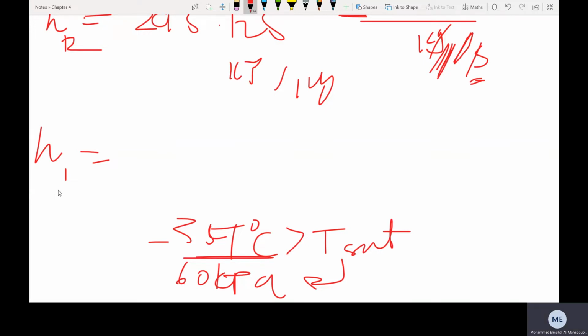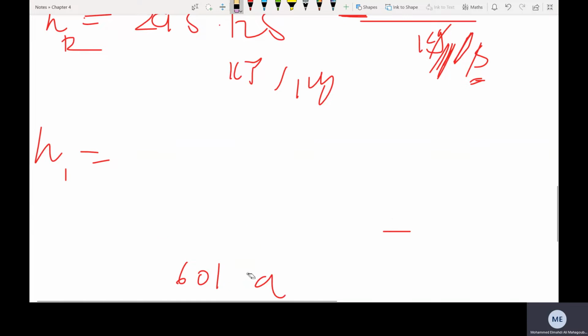So we have the superheated tables. For the refrigerant, I'm going to 60 kilopascals, which is 0.06 megapascals. Do we have an entry for that? Yes, it is the first entry. The temperature that I'm seeking is minus 34. I don't have minus 34 in the tables, so you need to do interpolation definitely.